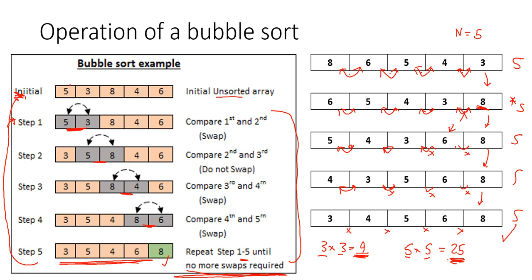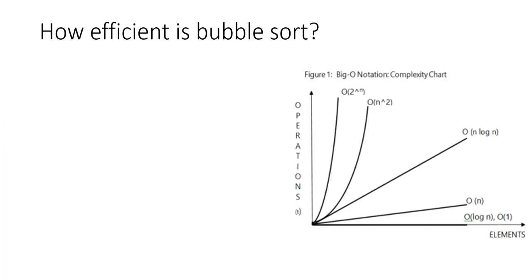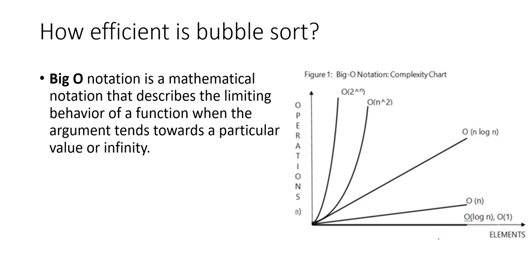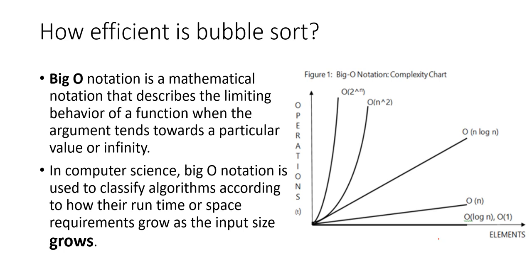And in fact, we can represent this using big O notation to work out how efficient a bubble sort is. It's just a mathematical notation of the limiting behavior as it tends towards a particular value over infinity. We tend to look at as the elements go to infinity, and we classify it based on their runtime or space requirements. Now we're looking in terms of runtime here. So as the number of elements increases, the number of comparisons, the number of operations, the time it's going to take is going to increase as well.